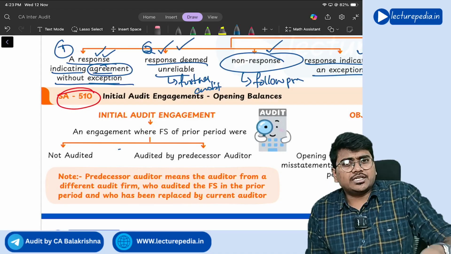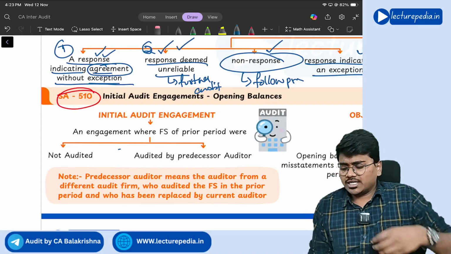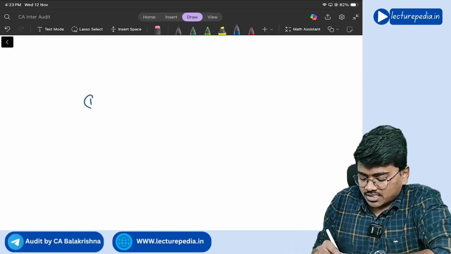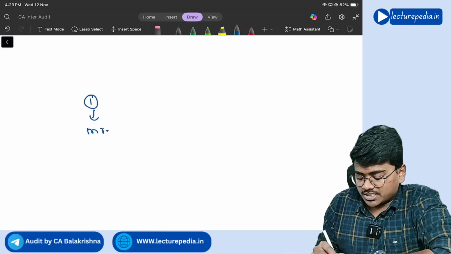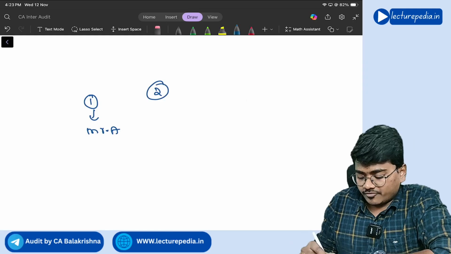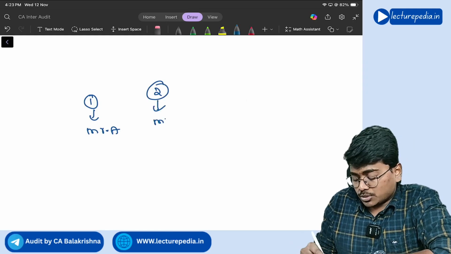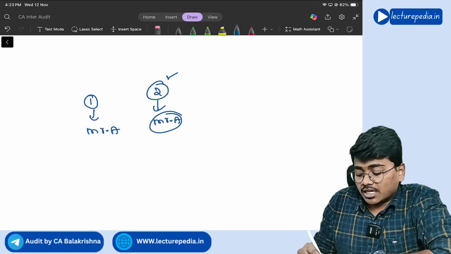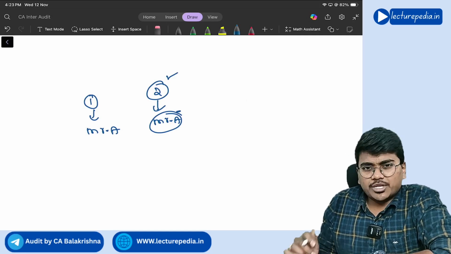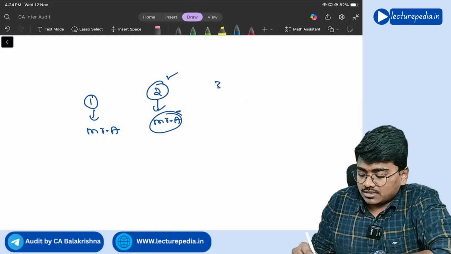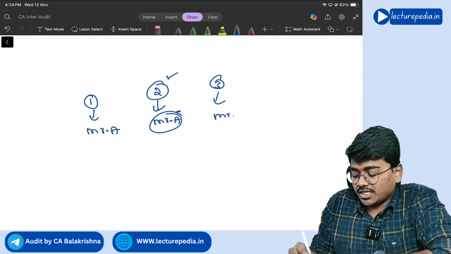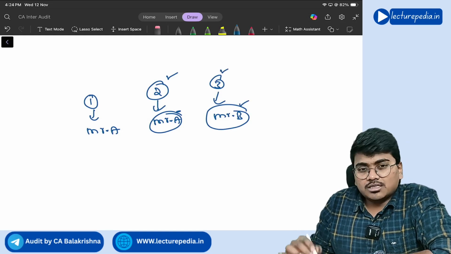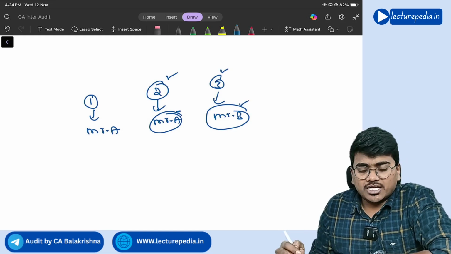So what is this initial audit engagement and recurring audit engagement? See, if the audit for the first year is done by Mr. A and the audit for the second year is also done by Mr. A, then the second year audit will be a recurring audit for Mr. A, because in the previous year he only did it. Next, in the third year, let's say Mr. B has been appointed as auditor. Now for Mr. B, the third year audit will be an initial audit engagement.